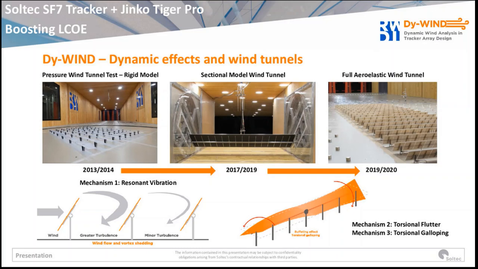And to begin with, I would like you all to look at the bottom part of this slide. In the bottom part of the slide, we can see the main three mechanisms to be considered when studying the structural response of the tracker. And in the left bottom part of the slide, we can see the first mechanism, which is the resonant vibration. Well, the resonant vibration is quite important because it produces a load amplification that occurs in the upwind row of the tracker field when the wind hits the first row. So what we are experiencing here is that the wind hits the first row of the tracker, and then it produces a vortex of wind, which increases the load and hits the second row.